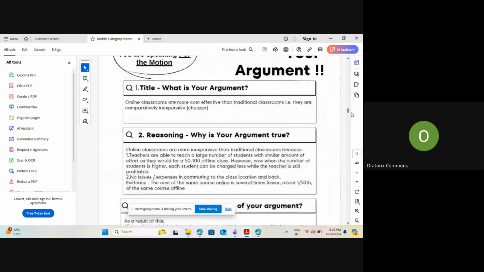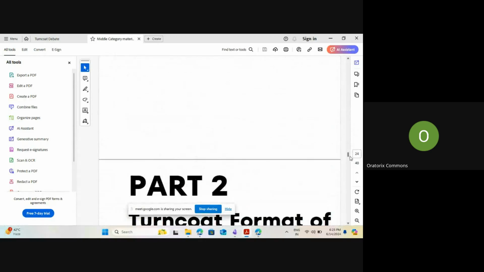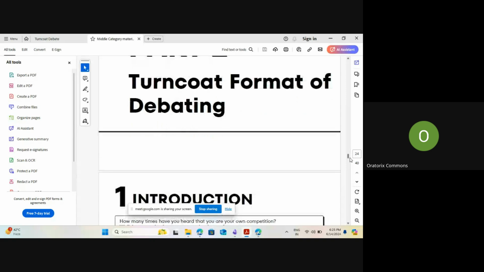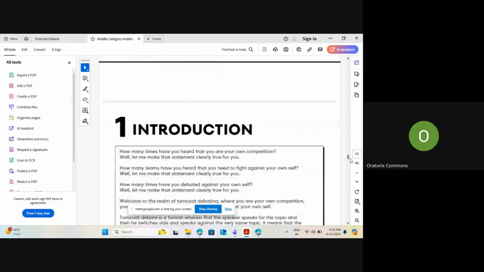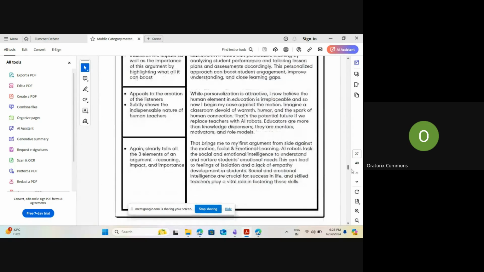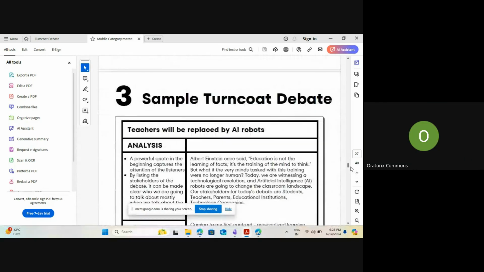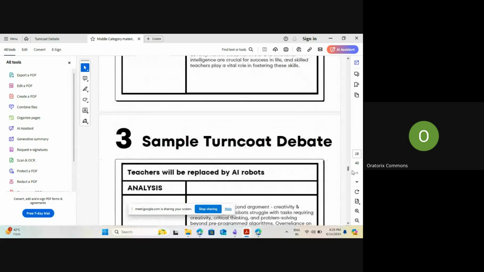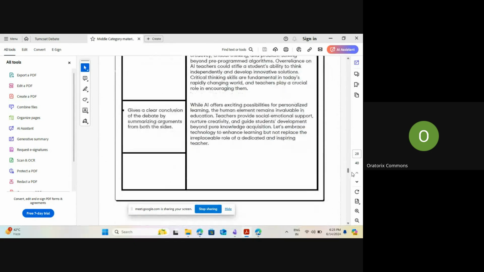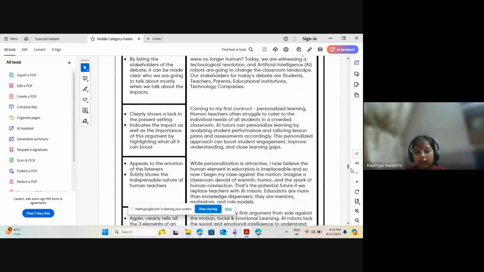Just do one thing. The second section of yours, that is on turncoat debate. Part 2, turncoat format of debating. In that, you will find an example, a sample turncoat debate. You can refer to that. In this sample turncoat debate, there is a debate: teachers will be replaced by AI.